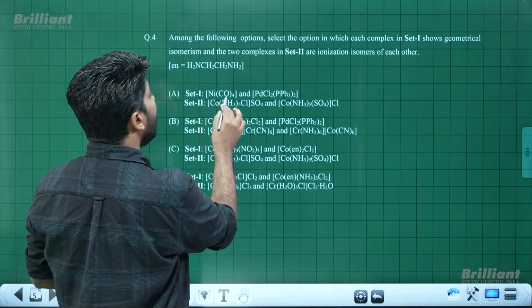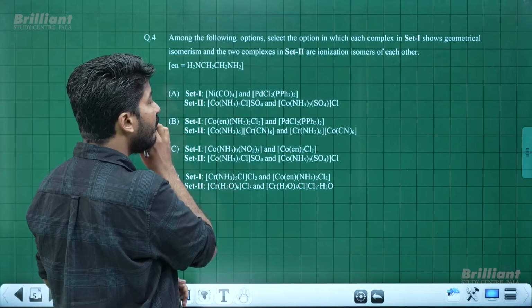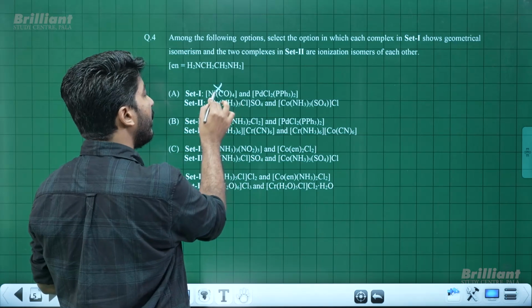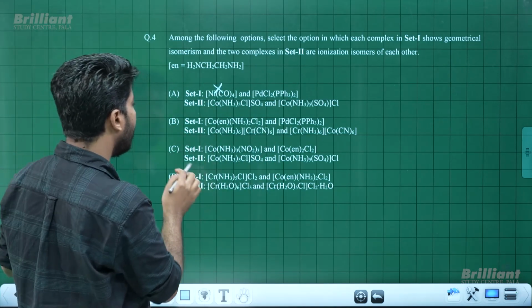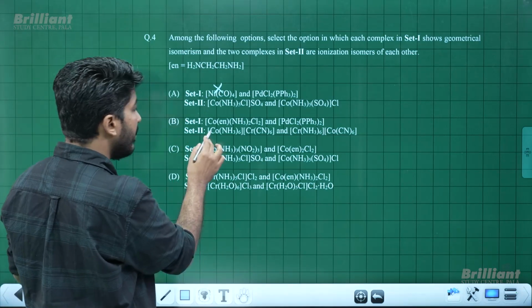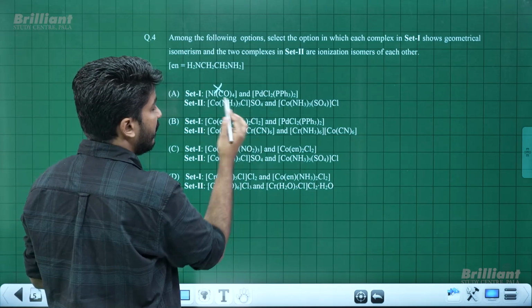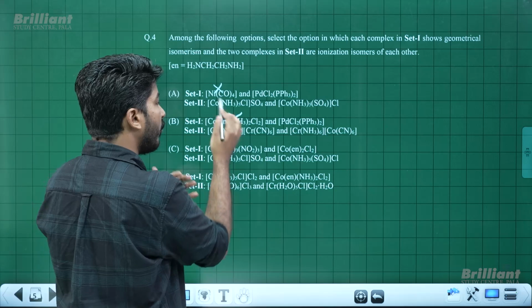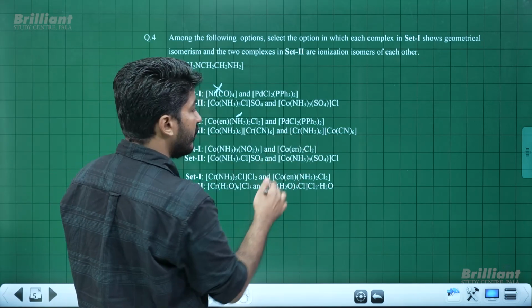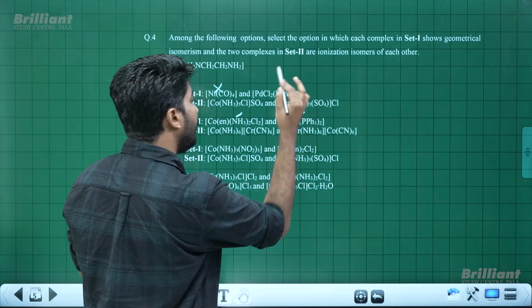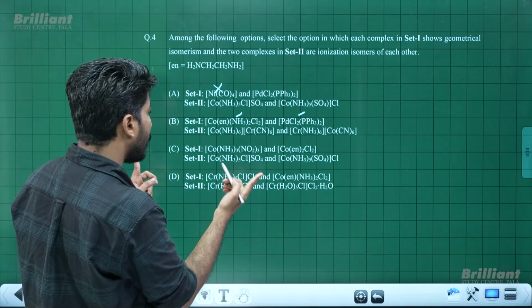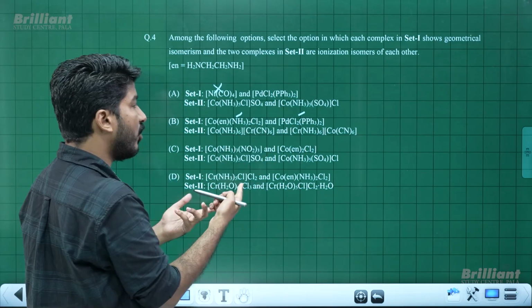First one, Ni(CO)4 is given, that is tetrahedral in geometry, so it cannot show geometrical isomerism at all. So no need to look into option A then. Then if you go to option B, Co(en)(NH3)2Cl2, it can show geometrical isomerism. It is an octahedral complex. PdCl2(PPh3)2, that is a square planar complex, so it can also show geometrical isomerism, cis-trans isomerism. So both are able to show geometrical isomerism.